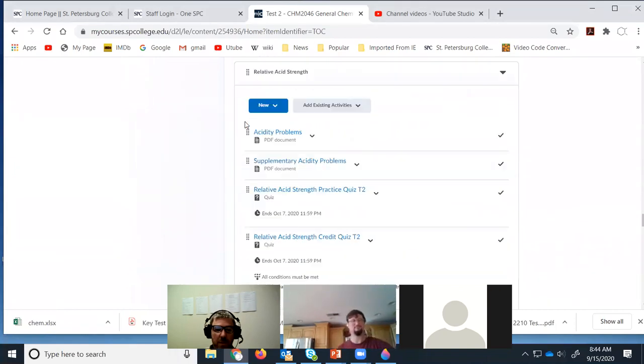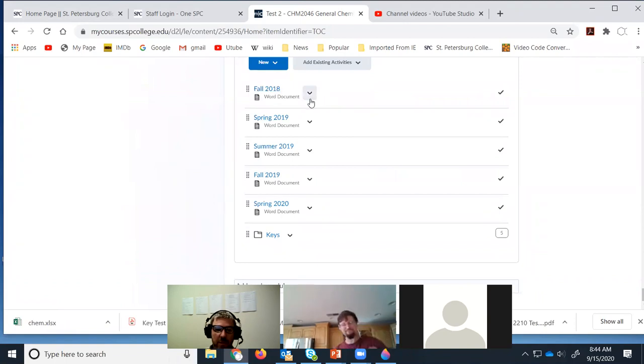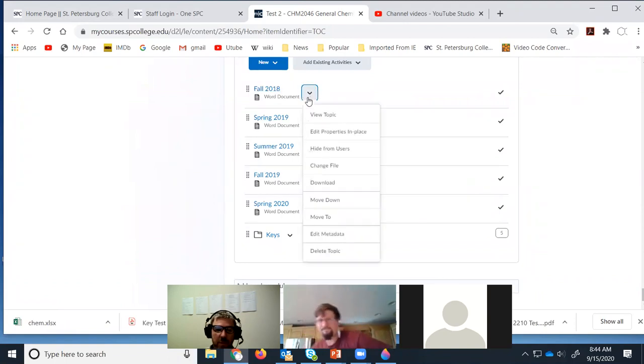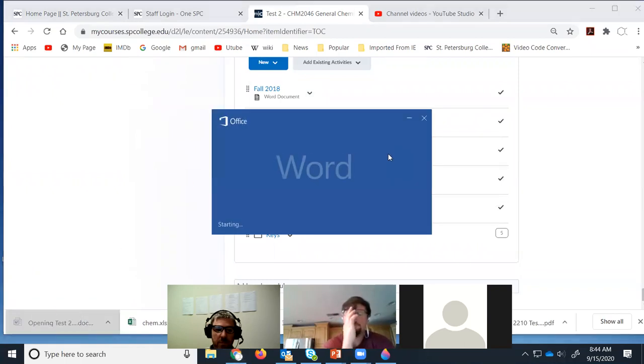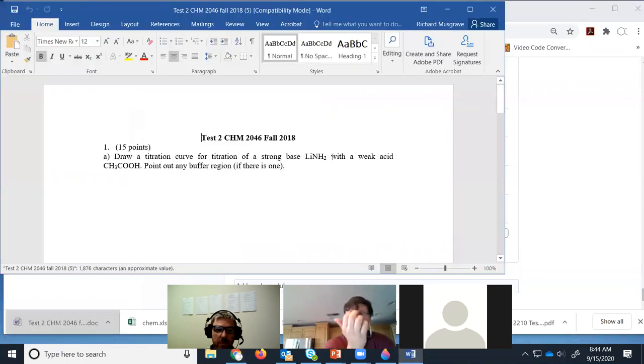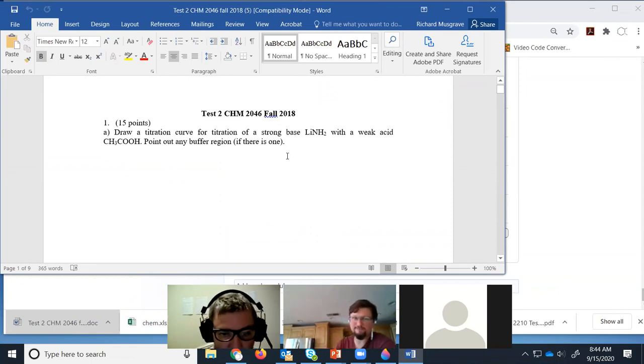So I'll pick out an old test question here. And of course, the test you'll be taking is very related to this. All right, here we go. So draw a titration curve of strong base LiNH2 with weak acid, acetic acid. So there's your question. Point out any buffer region if there is one. All right, so let's go ahead and see if we can handle something like this.